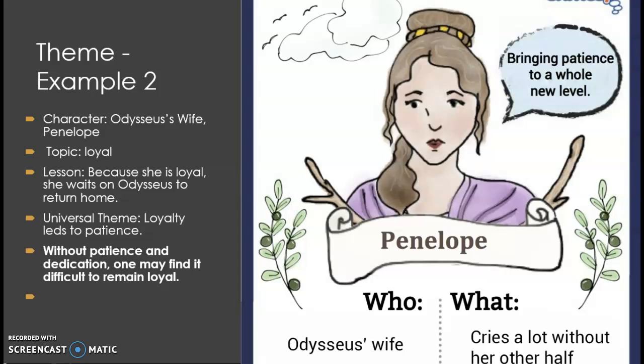So what lesson did we learn from her? Well, because she is loyal, she waits on Odysseus to return home. So we could say that loyalty leads to patience, right? Or without patience and dedication, one may find it difficult to remain loyal. There you have it. This is your quick mini lesson on theme.